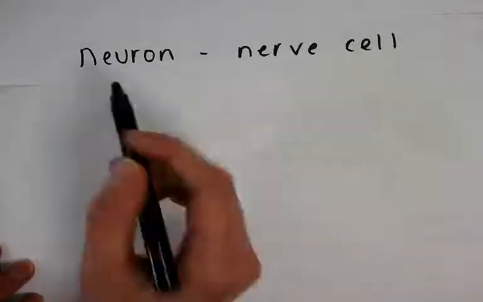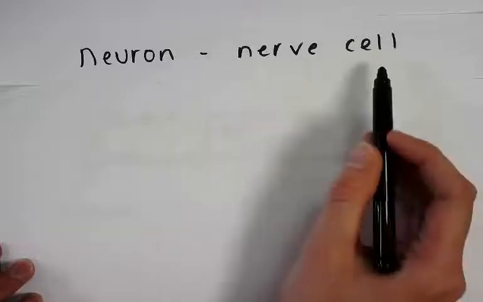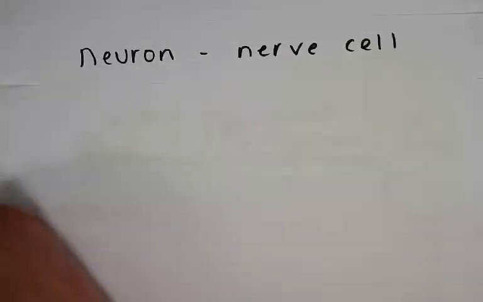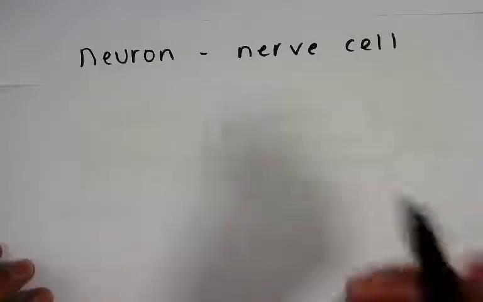This video is going to recap the structure of a neuron, which is a nerve cell, and we're also going to look at how those neurons connect together in the nervous system to form a structure called a synapse.